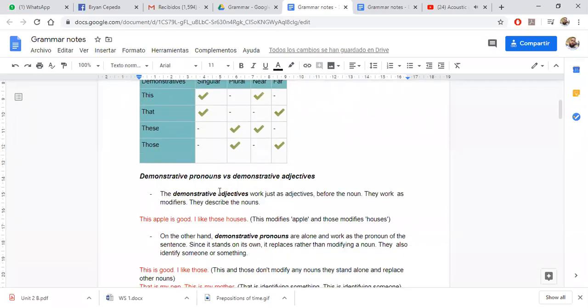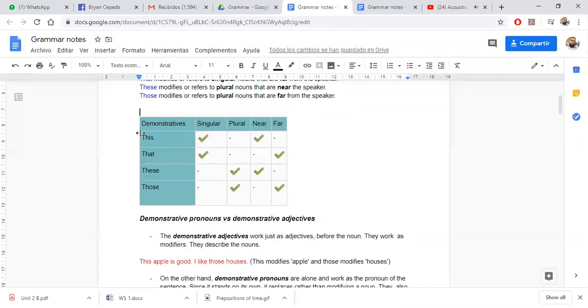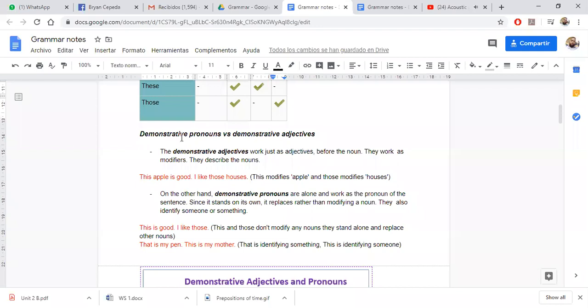Demonstrative pronouns versus demonstrative adjectives. What is the difference? Because they are similar. It's the same word, the same four of them, but they have different functions in a sentence, okay? So the demonstrative adjectives work just as adjectives before the noun. They work as modifiers. Okay, so they describe the nouns, the same way you use adjectives.